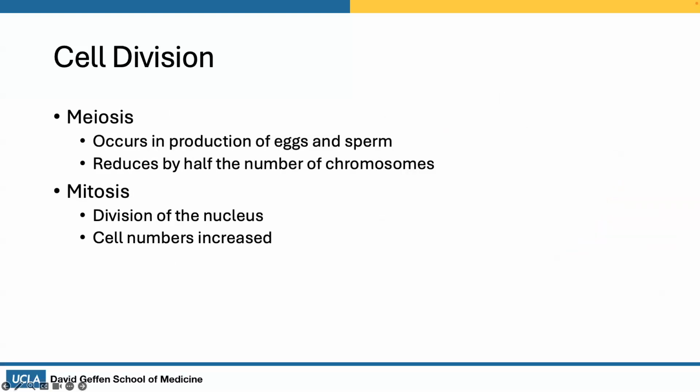So let's talk more about how cells divide. There are two main types of cell division. There's meiosis and mitosis, and each has a different purpose and results in a different type of cell. So starting off with meiosis, this process is used to make sex cells, so eggs in females and sperm in males. What makes it so unique is that it reduces the number of chromosomes by half. Like I mentioned on the last slide, it only has 23 chromosomes, when the full number is 46.